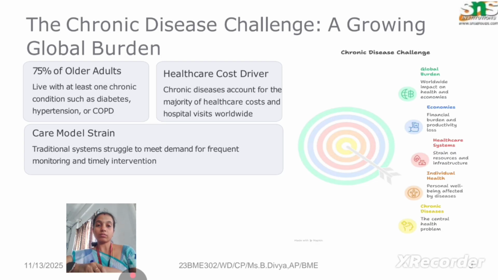Care model strain. What is called care model strain? Traditional systems struggle to meet demand for frequent monitoring and timely interventions. Here it tells that in the traditional system, the patient will move to the hospital frequently, and they will be monitored frequently, once or twice a week or a month. That will be a bit risky for the patient to move on daily, move on frequently, and they will become tired or something like that.